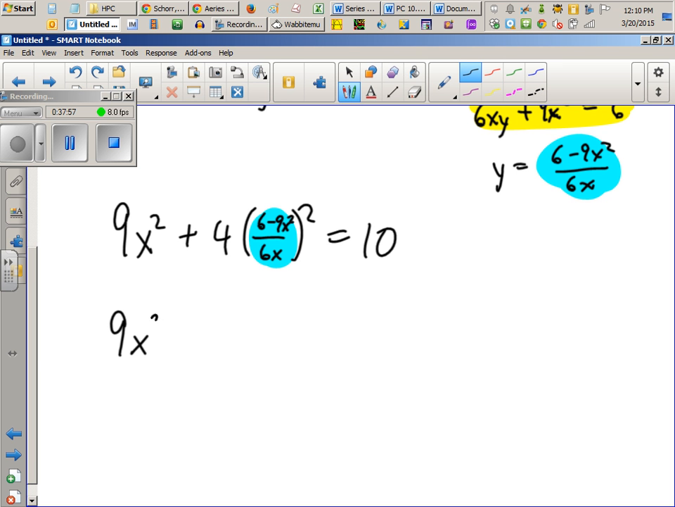But it comes out to 9x squared plus, and if you don't mind, I'm just going to reduce the inside of this a little bit. I'm going to change this to a 2, a 3, and a 2. I don't like the 6, 9, 6 look, so I'm changing it to 2, 3, 2. Okay? So I'll write it one more time before I square it.